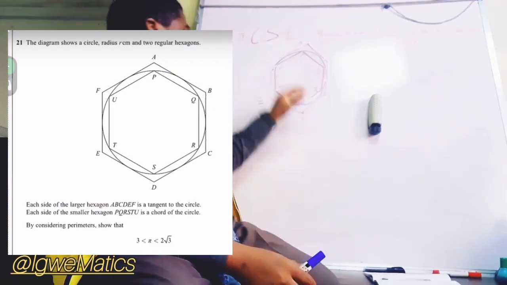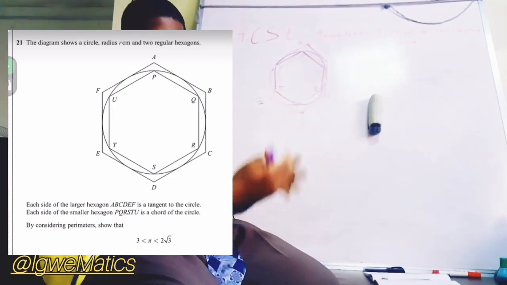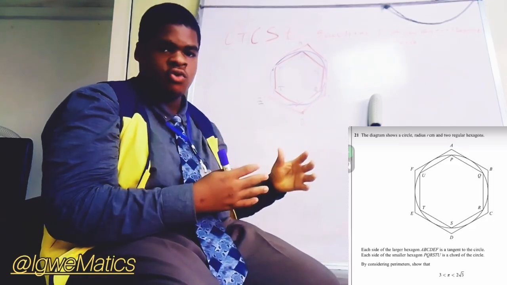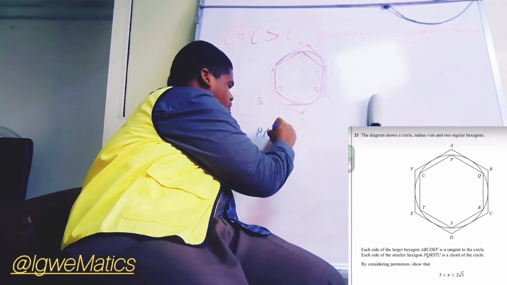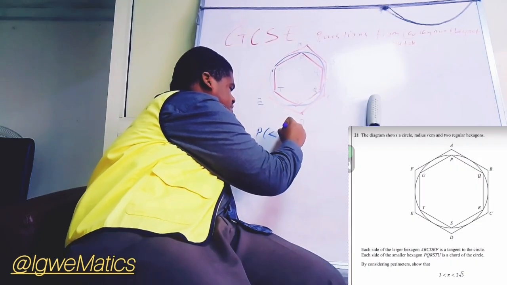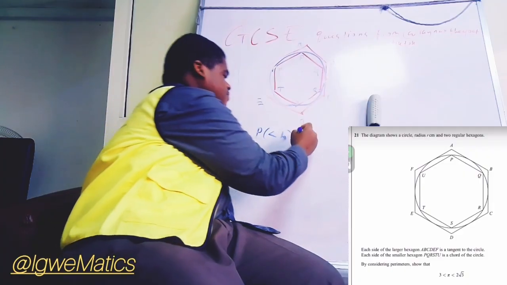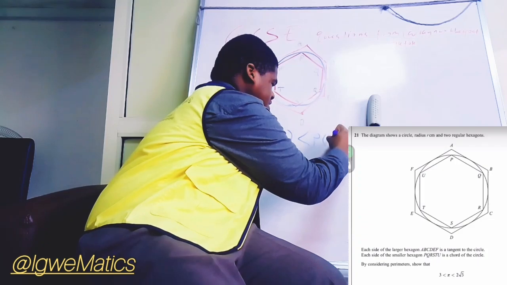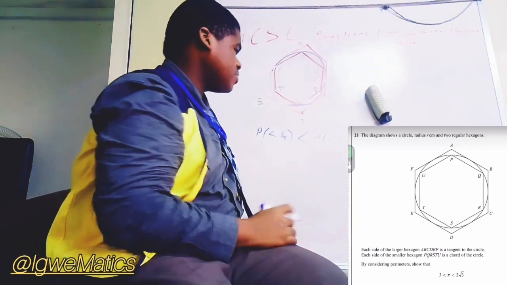The first thing, since the smaller hexagon is inscribed inside the circle, the perimeter of that hexagon would be less than, let me call it H, the perimeter of the smaller hexagon should be less than the perimeter of the circle, or rather circumference. Perimeter of circle is circumference.